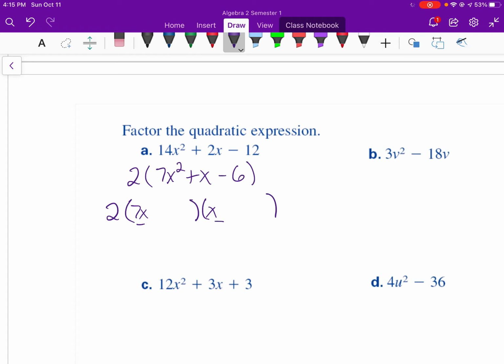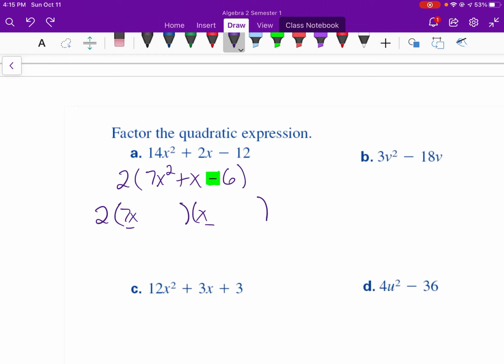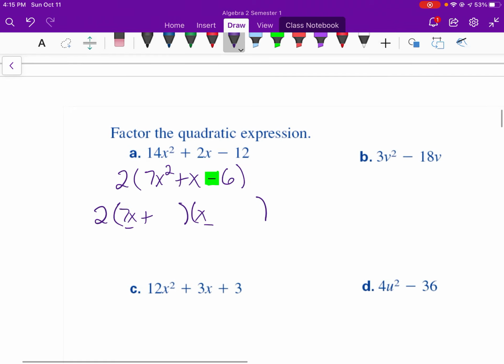Then the next thing I'm going to look at is the signs. Since this is a negative here, that means the signs in the two binomials have to be opposite of each other. So one has to be negative, one has to be positive. I'm not sure which one's which yet, but that's why we're just going to guess and check. So we're just going to say plus minus here.